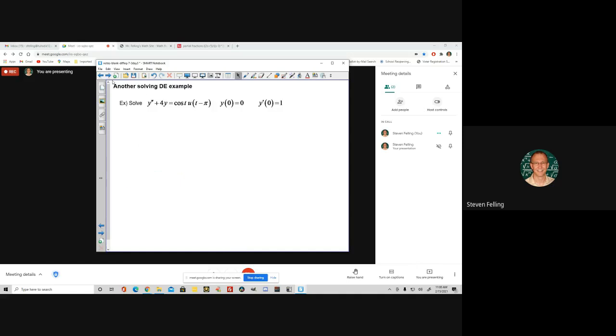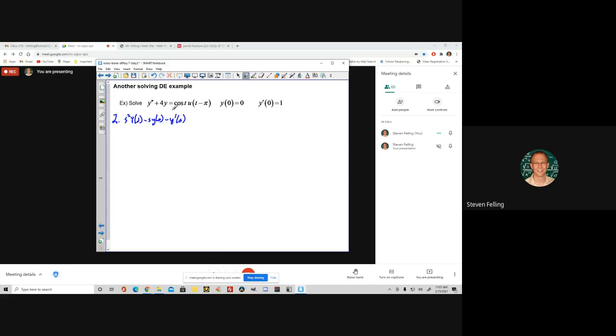Here's a second order differential equation with a shifted cosine, an unshifted cosine but turning on at t equals pi. First we could start with the derivative, so the Laplace transform is going to be s squared Y(s) for the second derivative, minus s times y(0), minus y prime of 0, right?